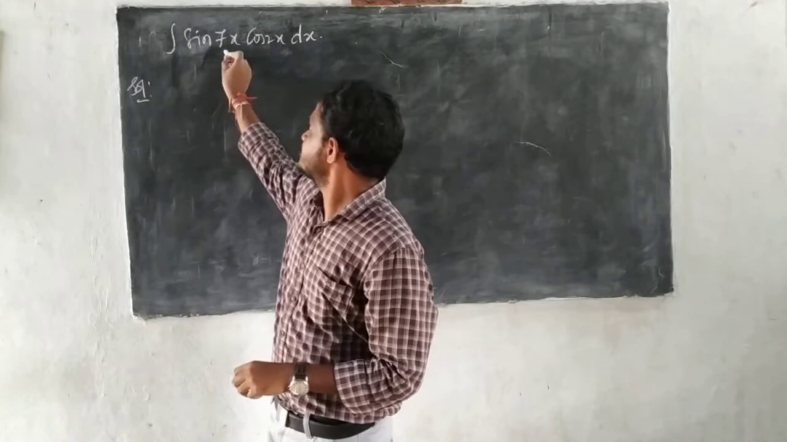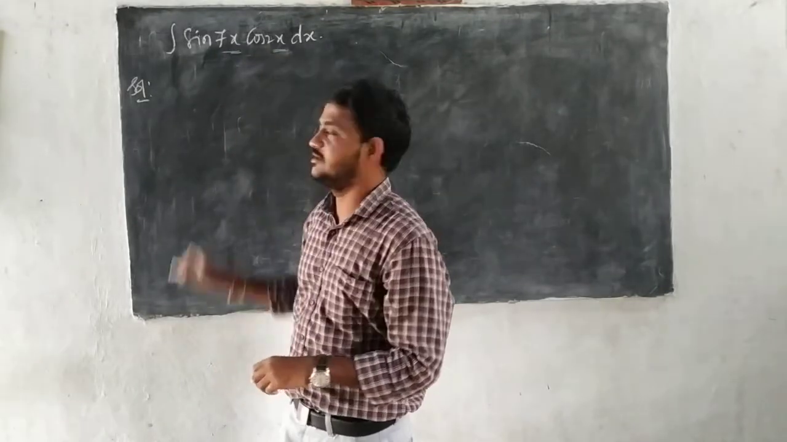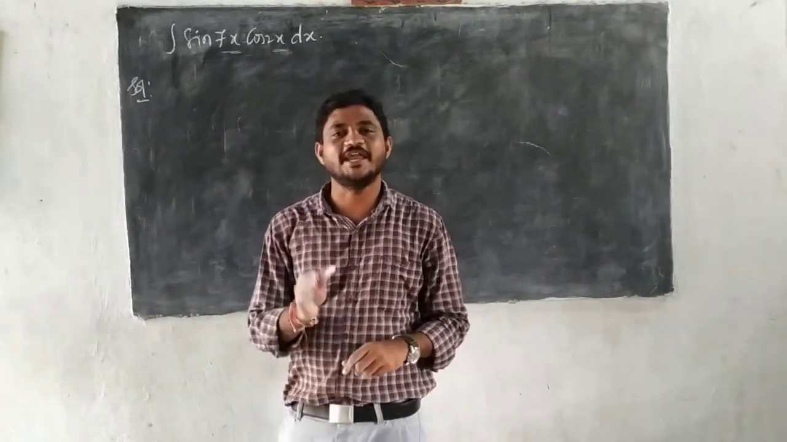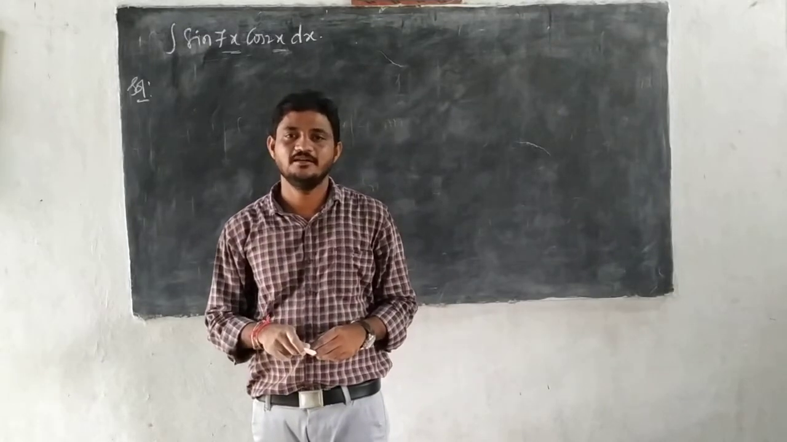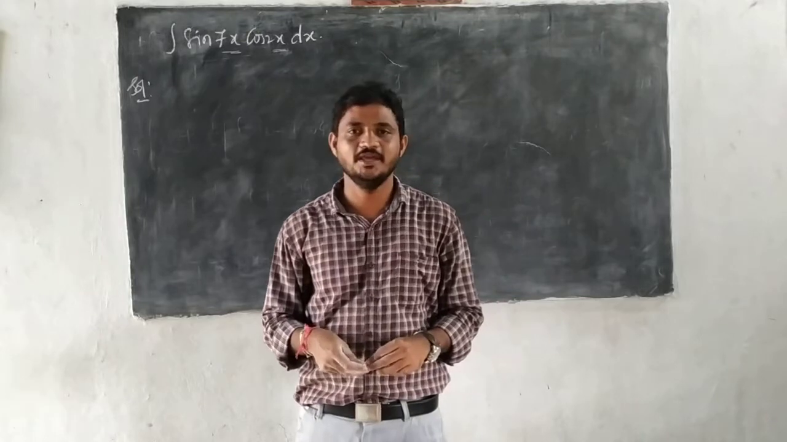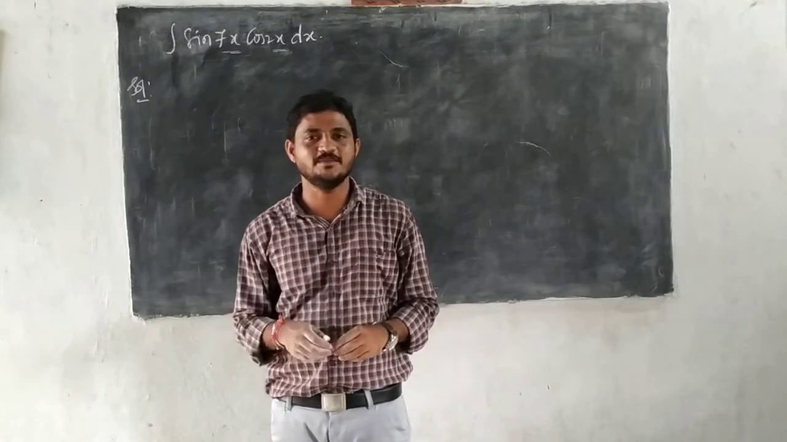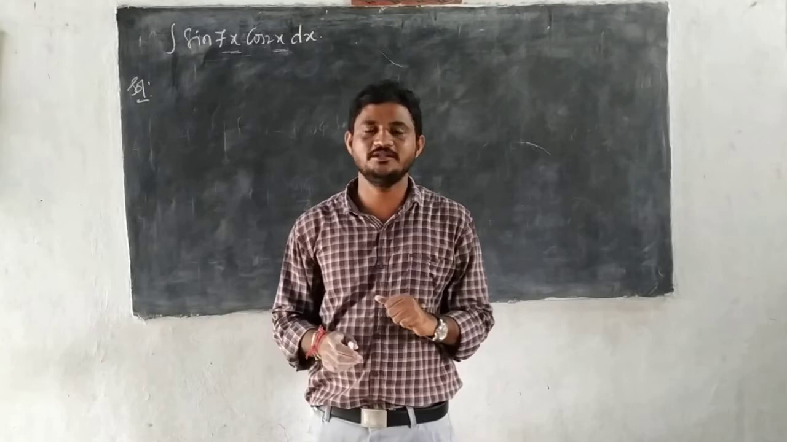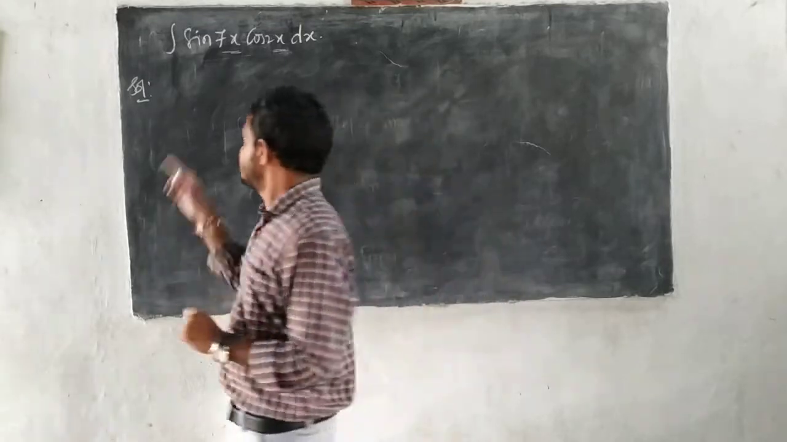See, consider this 7x as a, 2x as b. So it will be in the form of sin a cos b. Right? We have formula for 2 sin a cos b. We have 4 formulas there in the trigonometry. So what is the formula here?